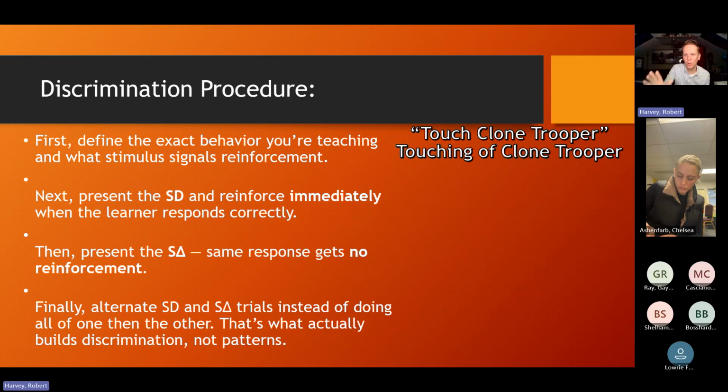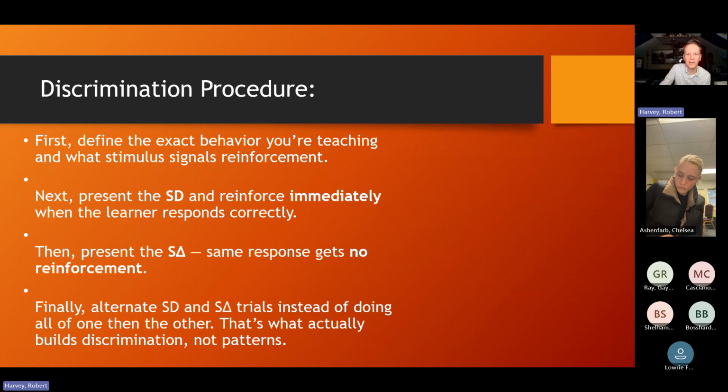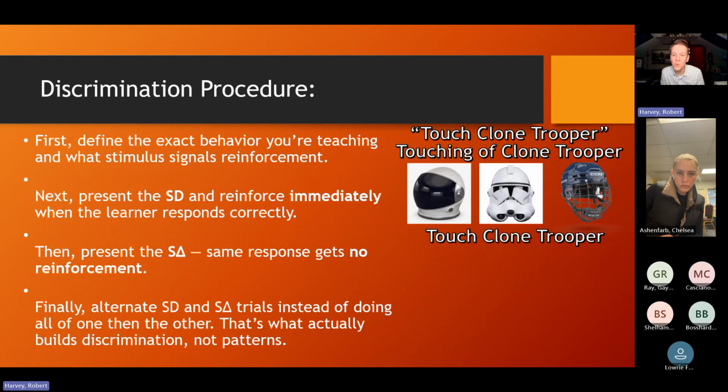So once we've decided what we're going for, now we're going to present it. In this case, we're going to do a simultaneous presentation. So we're going to put out two or more, and we're going to reinforce immediately. So I say clone trooper. Hopefully from this array of pictures, and if you're at home and you want to touch the screen, I touched it. You're touching the middle picture. That's the clone trooper. Good job, Chelsea. Look at you. What a good learner. So you touch the middle picture, and then you immediately get reinforcement, right? So it's really important that you're immediately delivering reinforcement when your learner touches the correct one.